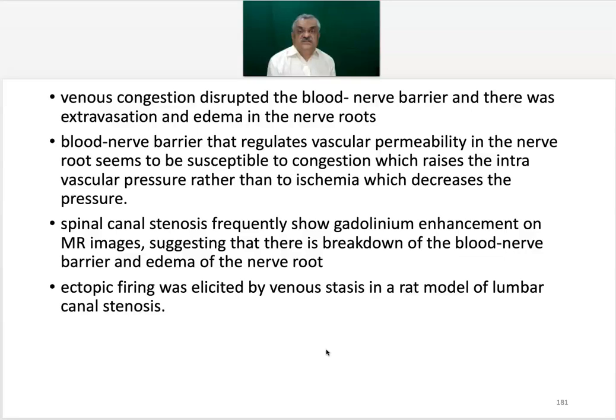Venous congestion disrupted the blood-nerve barrier. There was extravasation and edema in the nerve root. The blood-nerve barrier that regulates vascular permeability in the nerve root is susceptible to congestion, which raises the intravascular pressure, rather than to ischemia, which decreases the pressure. When there is no feeding by the artery, the pressure reduces. Spinal canal stenosis frequently shows gadolinium enhancement on MR images, suggesting that there is a breakdown of the blood-nerve barrier and edema of the nerve root. Ectopic firing is elicited by venous stasis in the rat model of lumbar canal stenosis.